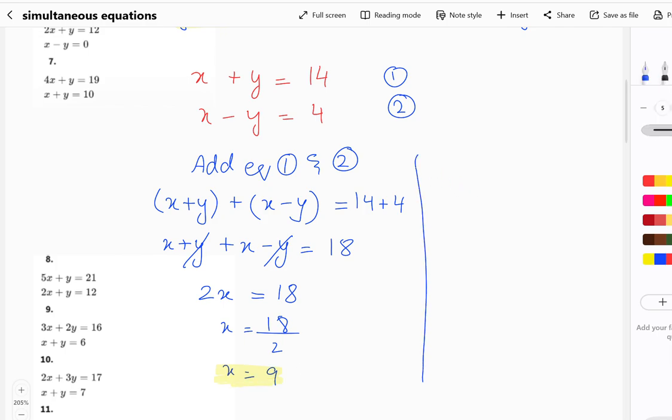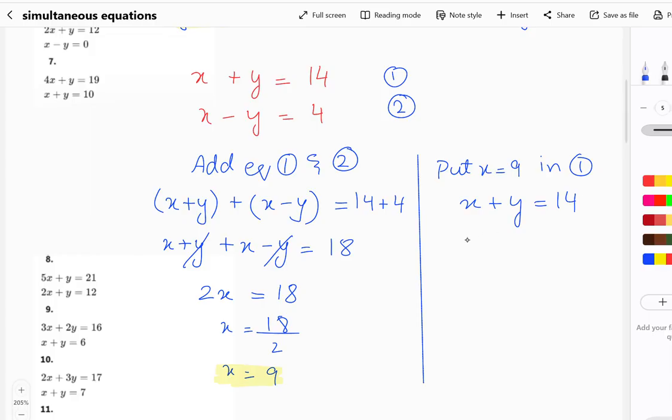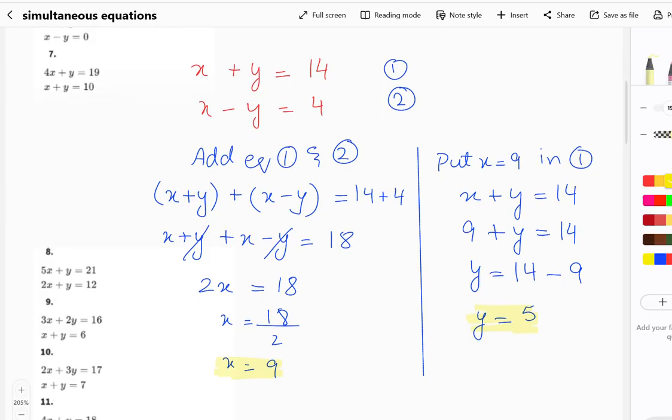Now let's check the value for y. So I'm going to put the value of x in one of the equations. I'm going to choose equation 1. So first write the equation down. x plus y equals 14. And then 9 plus y equals 14. We are trying to find y, so we're going to move 9 around. 14 minus 9, and we get 5.